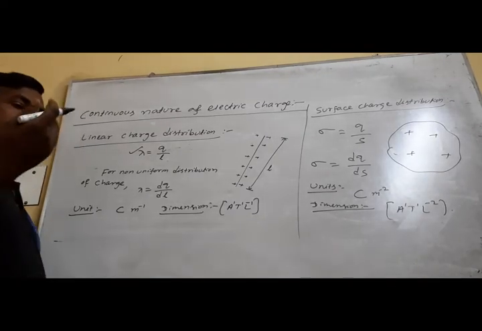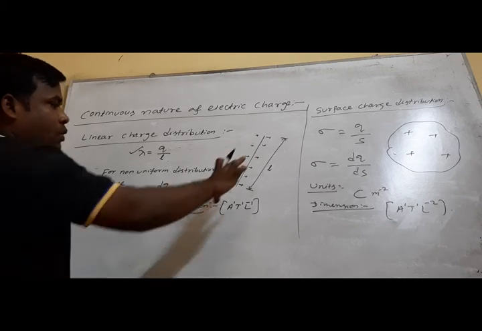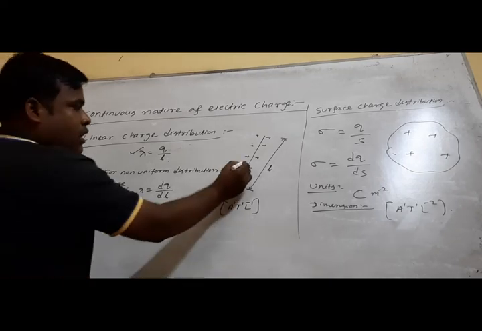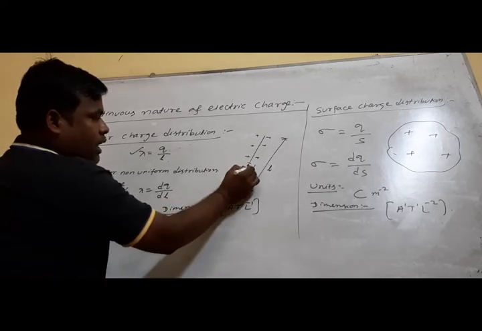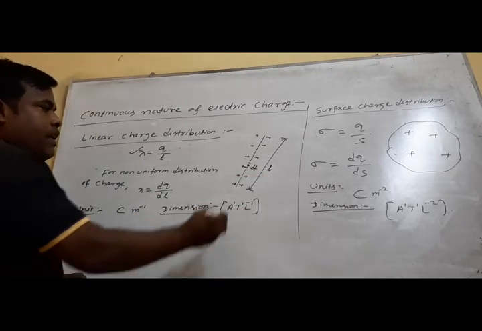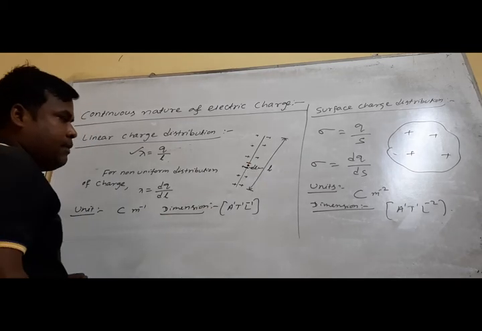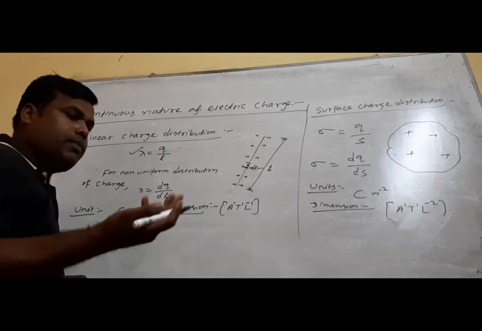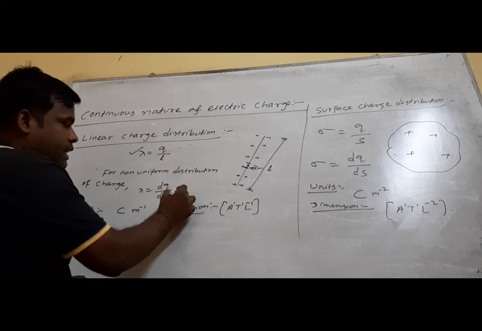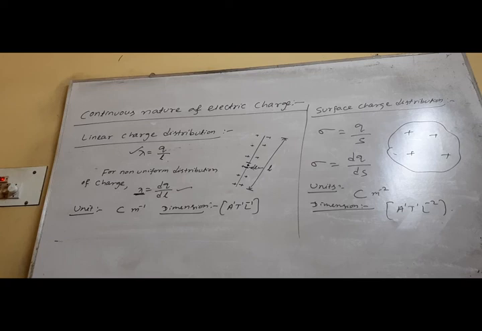If the charge is not uniformly distributed over a body or over this length, then what will be the linear charge density here? So here we have to consider a small length dl. The density here, lambda, will be, we have to see what the charge acquired by this length dl. Let it be dq. As it is a small length, it will acquire a small amount of charge. Then linear charge density will be dq by dl. Lambda is the symbol of linear charge density.